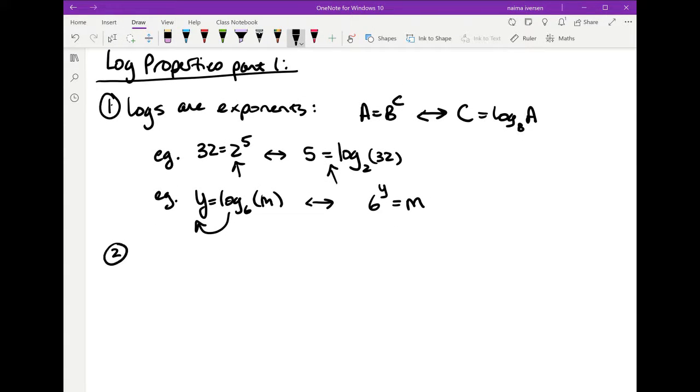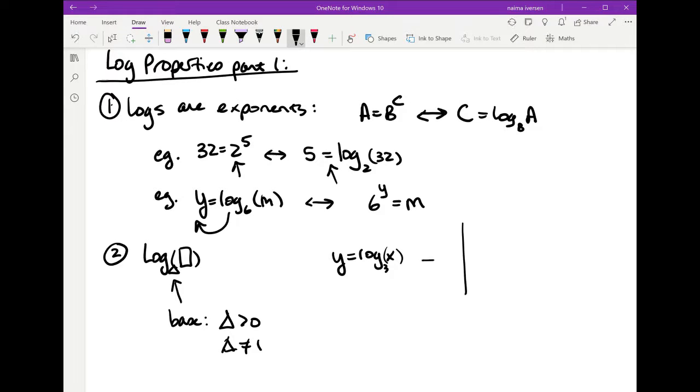The second thing that we already know is this. If we have log base triangle of square, we know that this is the base, and so the triangle itself has to be greater than 0, and the triangle can't equal 1. We decided on the base for that. For the square or the argument, if you think back to the graph of y equals log of x or log base 3 of x or anything like that, that graph would automatically have a vertical asymptote at x equals 0 and look something like this. So its domain would be x is greater than 0.